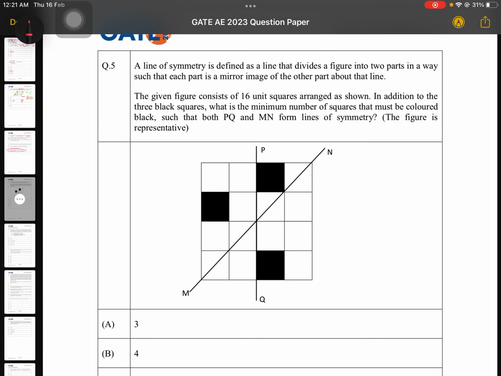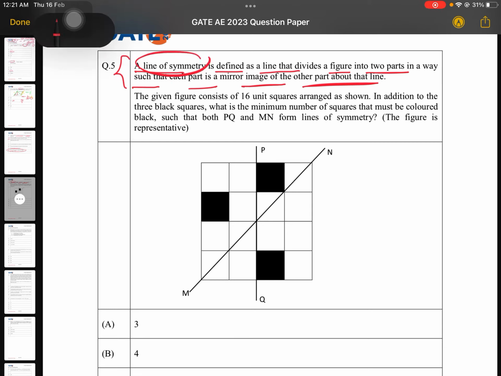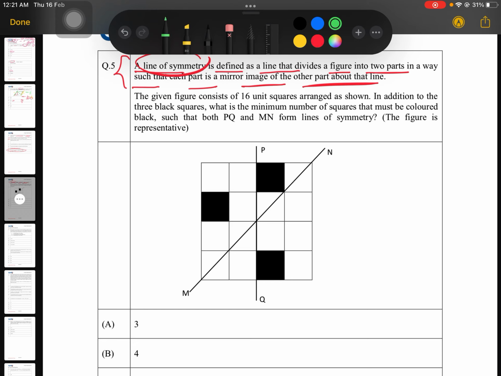Now you see, this is an interesting question. A line of symmetry is defined as a line that divides a figure into two parts in a way such that each part is a mirror image of the other part. So in this they are defining the meaning of line of symmetry. In our diagram they have given two lines of symmetry. One is this line of symmetry and one is this line of symmetry. Now they are asking, for both PQ and MN to be lines of symmetry, what extra shaded regions should be there?